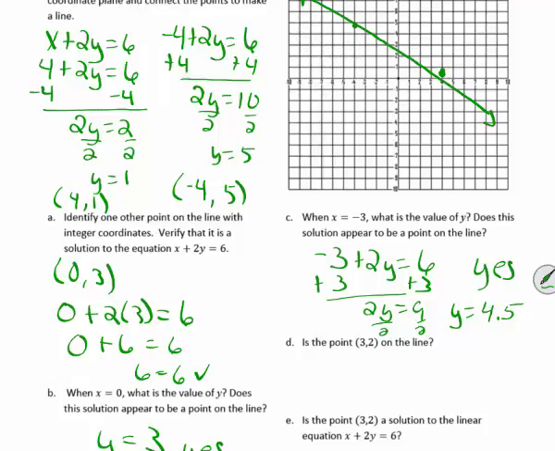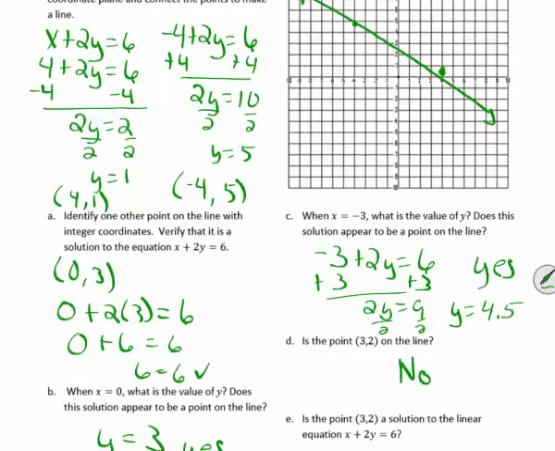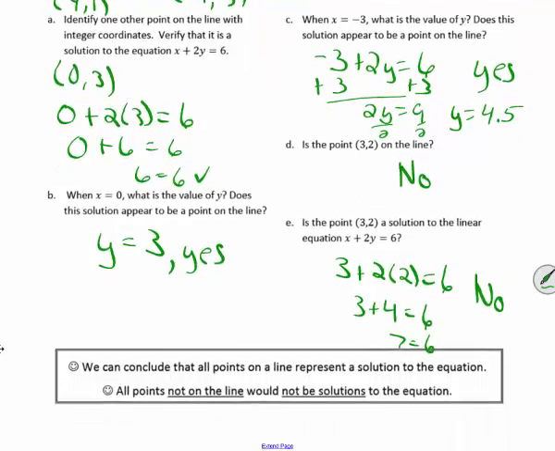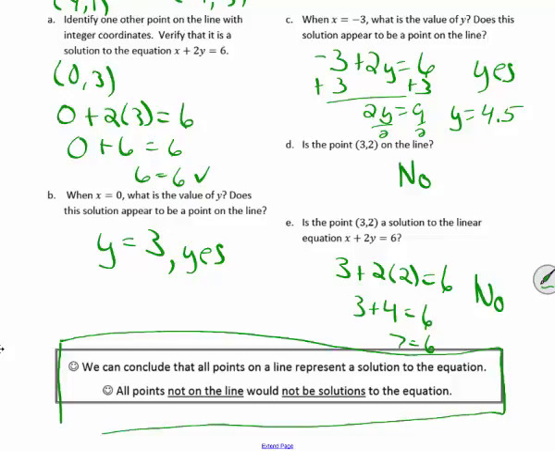Is the point (3, 2) on the line? If I go here, (3, 2), no. That means it's not a solution. Is the point (3, 2) a solution to the equation? If I put in 3 plus 2 times 2 equals 6, 3 plus 4 is 7, so no, it is not. So we can conclude that all points on a line represent a solution to the equation. Box this, highlight it, underline it, something. If it's not on the line, then it is not a solution.